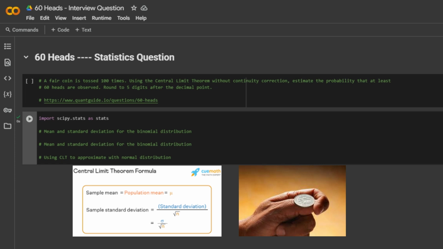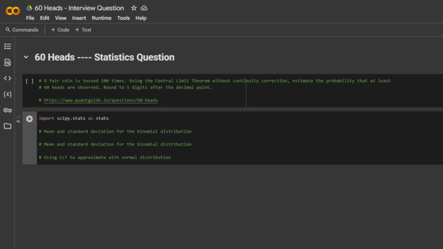In this tutorial, we're going to go over the 60-head statistics question that can be found on QuantGuide IO. Now, this question is saying, as a fair coin is tossed 100 times, using the Central Limit Theorem without continuity correction, estimate the probability that at least 60 heads are observed, round to 5 digits after the decimal point.